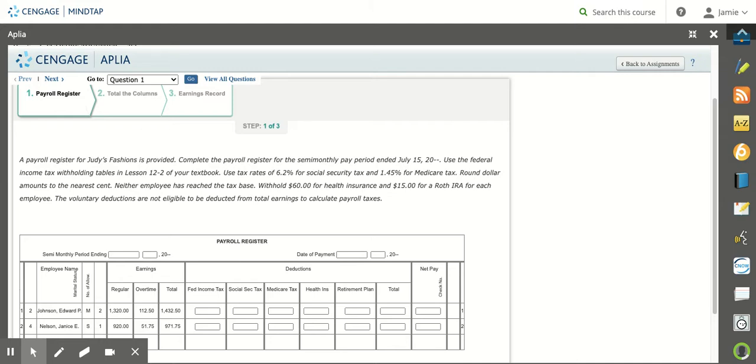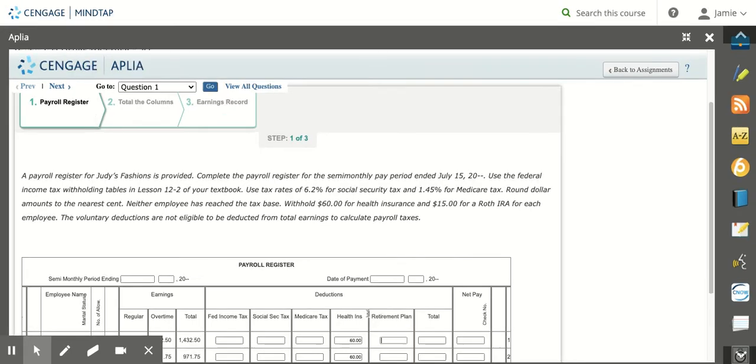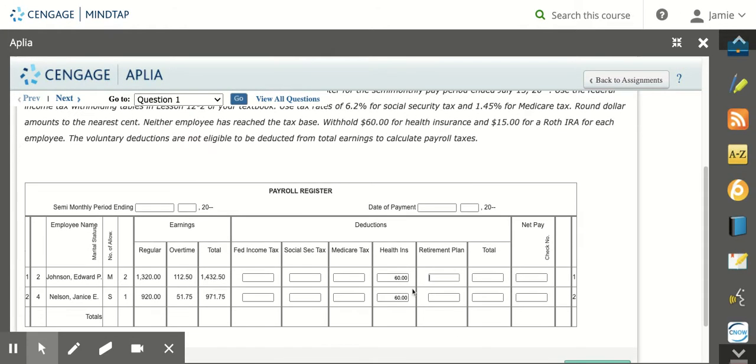So you remember that you'll use the federal income tax table to calculate the federal income tax, and then take your total earnings times 6.2% for Social Security and 1.45% for Medicare. The instructions tell us a few other items that are deducted as well. For instance, they deduct $60 for health insurance each pay period, and $15 for a retirement plan each pay period.